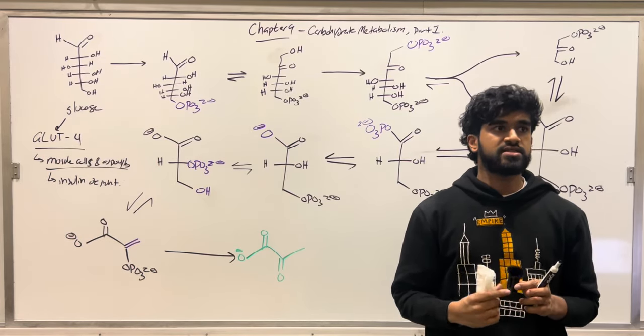Do you want me to draw it? So, 2, 3, 4. That is galactose. Throw a phosphate on that oxygen at the bottom instead of the hydrogen. That's going to be galactose 1-phosphate. And this, in several steps, gets turned into glucose 1-phosphate.